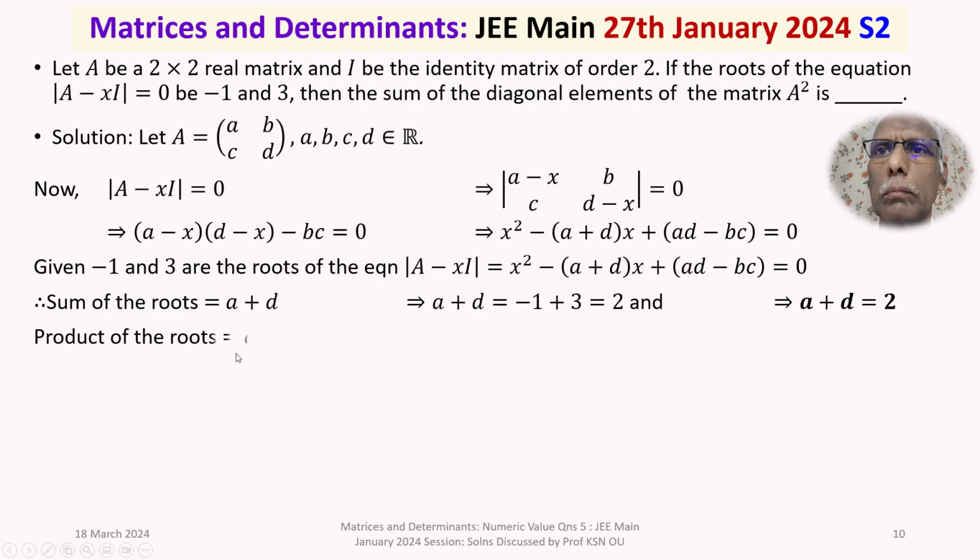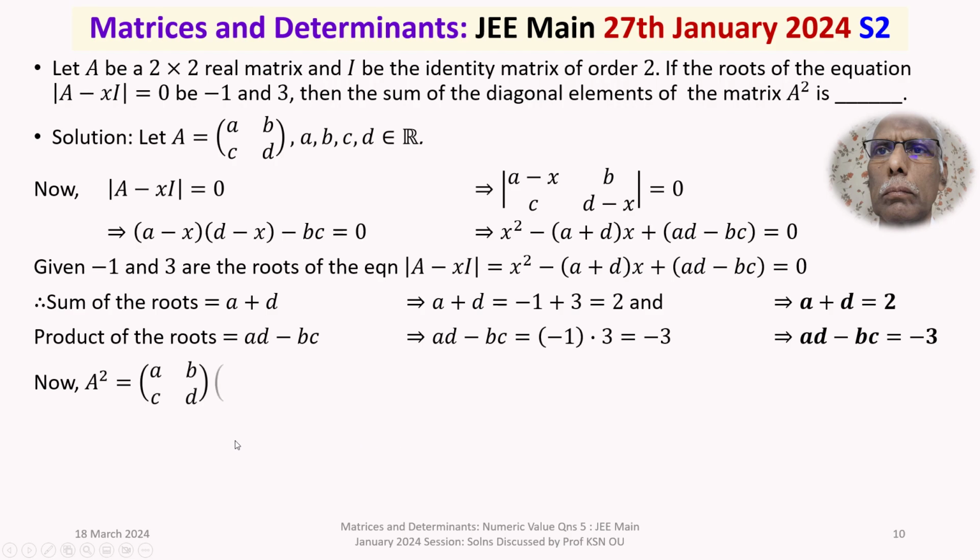And the product of the roots is the constant term AD minus BC, divided by the coefficient of x square, that is AD minus BC only. But the product of the roots minus 1 and 3 is minus 3. That is, AD minus BC is equal to minus 3. Agreed. So what is it that we want? We want the sum of the diagonal elements of A square. So we have A and we write down A square. A square is ABCD multiplied by ABCD, you write, and you will get this matrix.